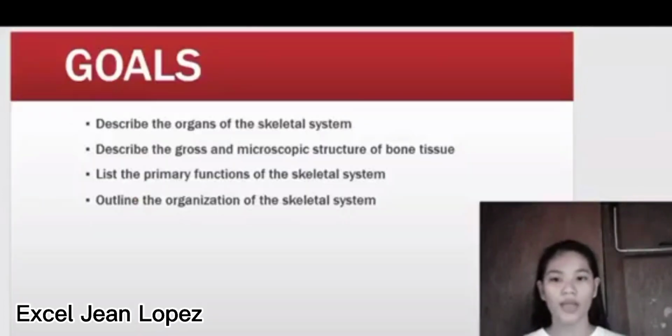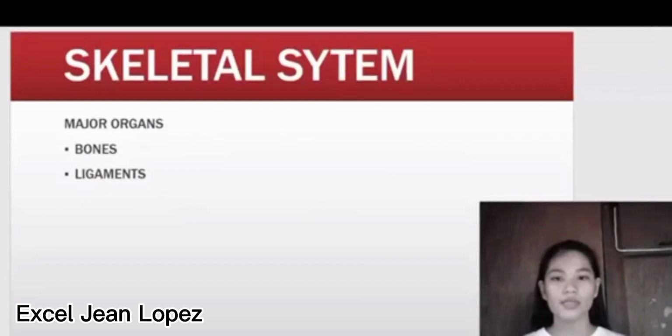So the goals of our topic are to describe the organs of the skeletal system, describe the gross and microscopic structure of bone tissue, list the primary functions of the skeletal system, and lastly, outline the organization of the skeletal system.